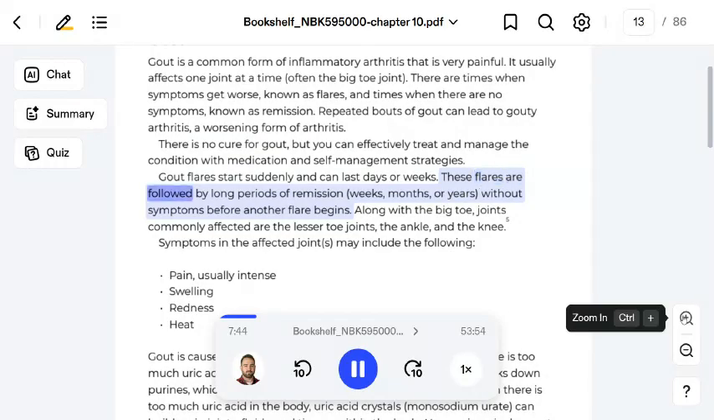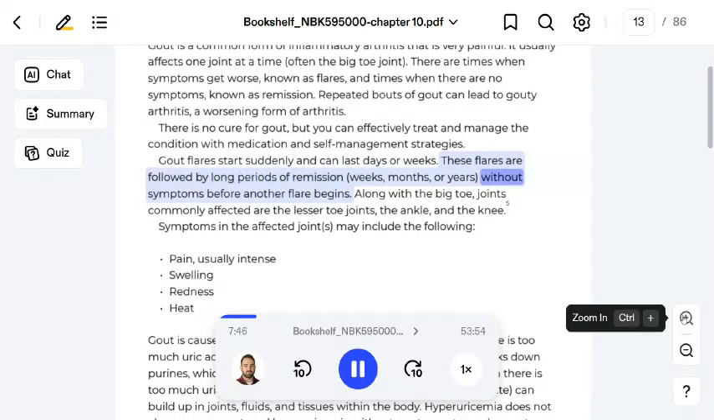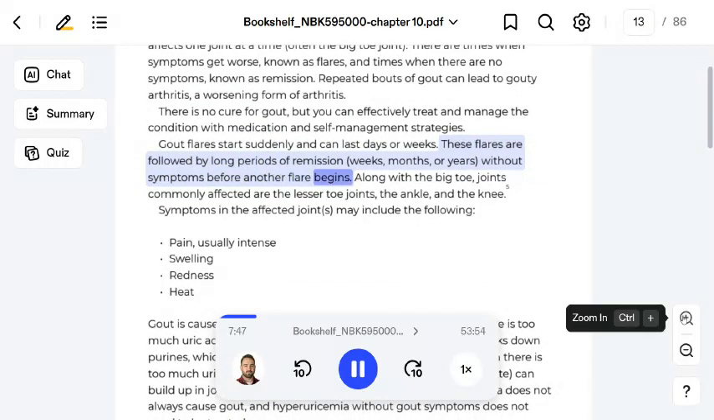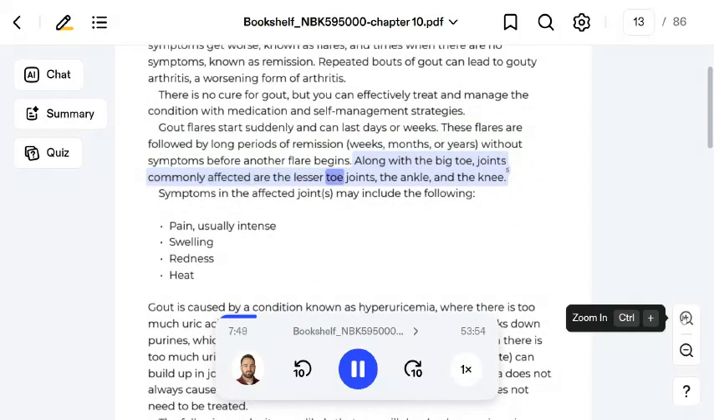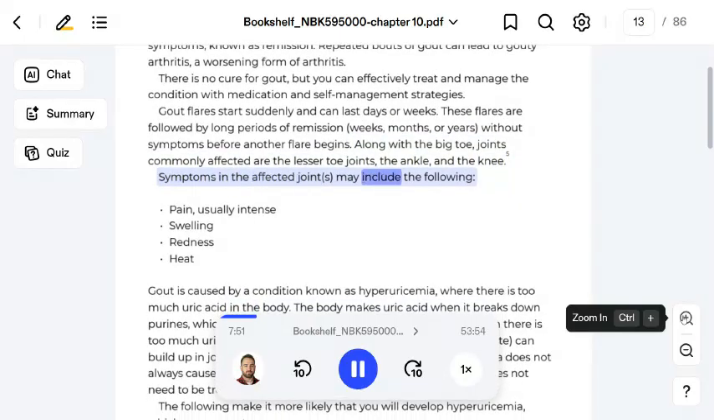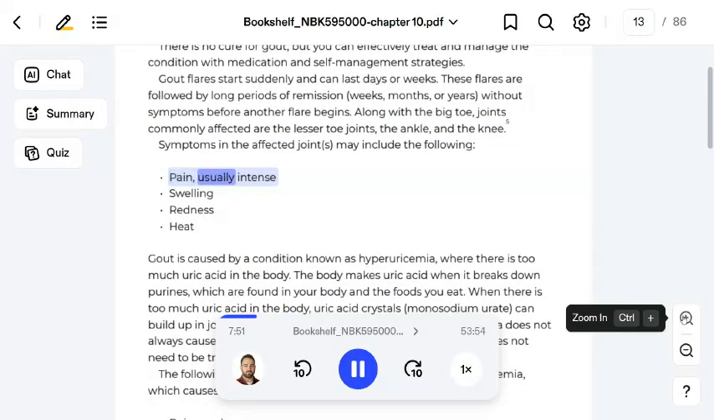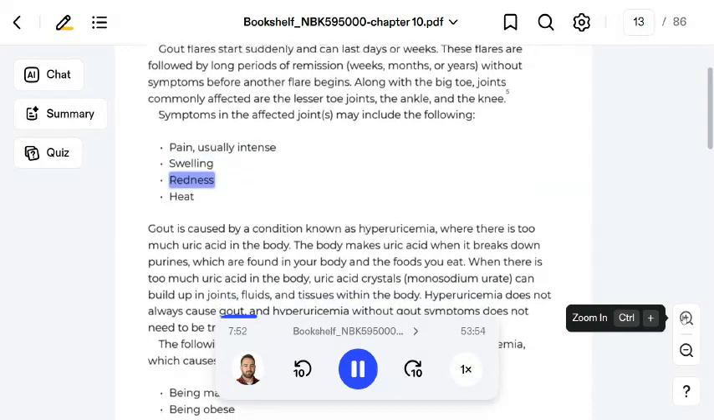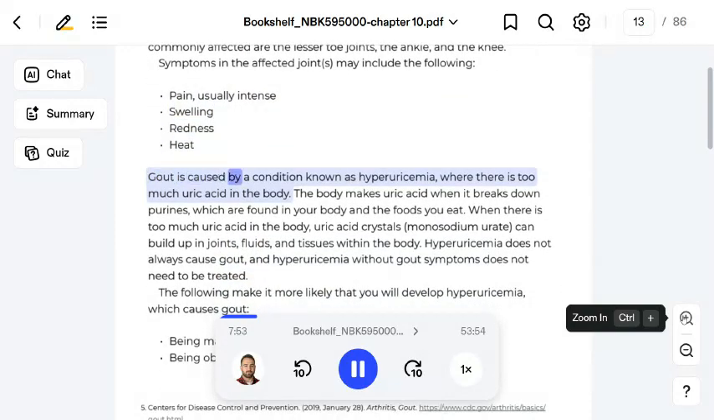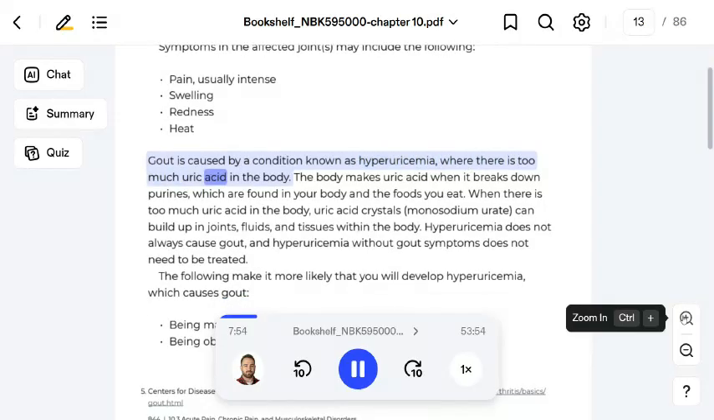These flares are followed by long periods of remission without symptoms before another flare begins. Along with the big toe, joints commonly affected are the lesser toe joints, the ankle, and the knee. Symptoms in the affected joint may include the following: pain, usually intense, swelling, redness, heat. Gout is caused by a condition known as hyperuricemia, where there is too much uric acid in the body.